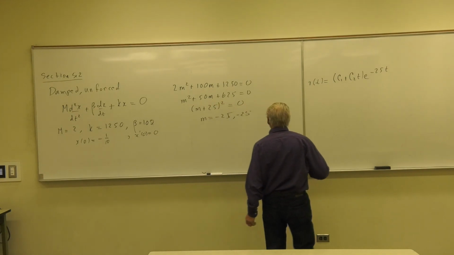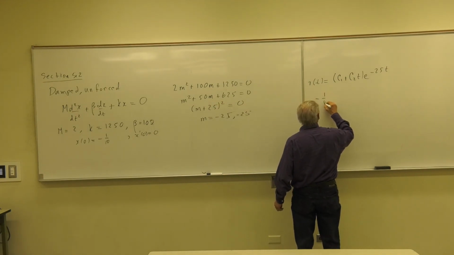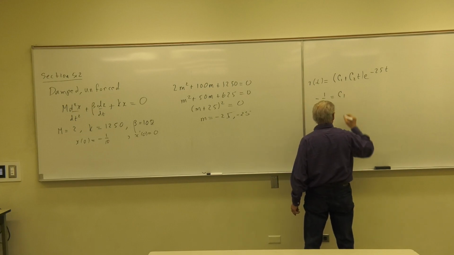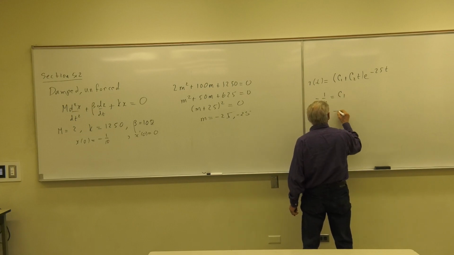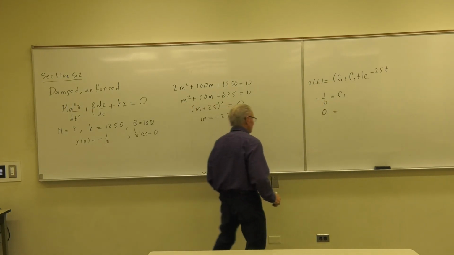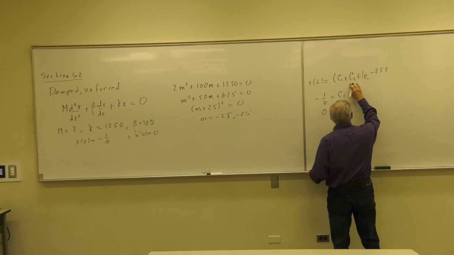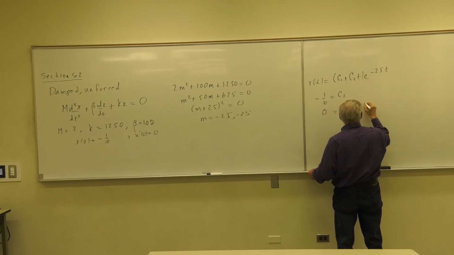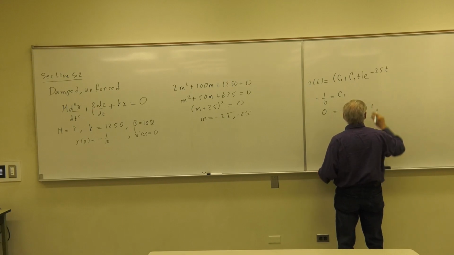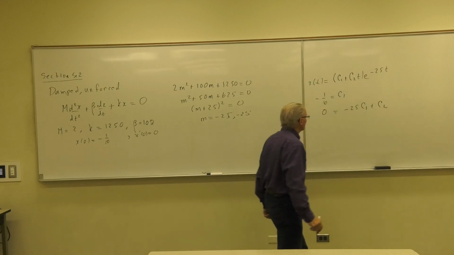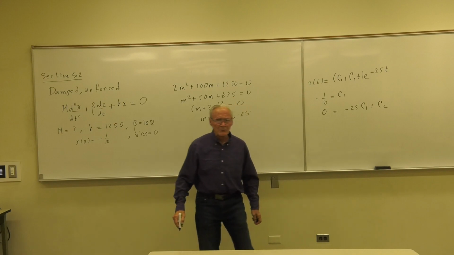Initial conditions: x(0) = minus 1 over 10, equal to, put in 0, C1. x prime at 0 is 0. Differentiate. This one times the derivative of that one at 0, minus 25 C1, plus this one times the derivative of this one at 0, C2. And so now you can get C1 and C2.